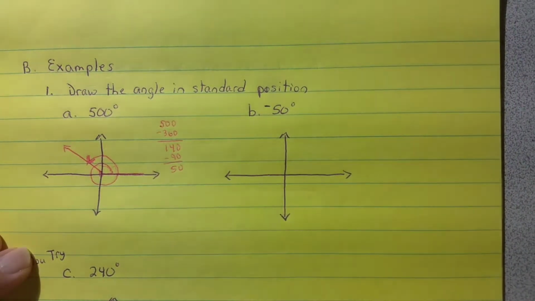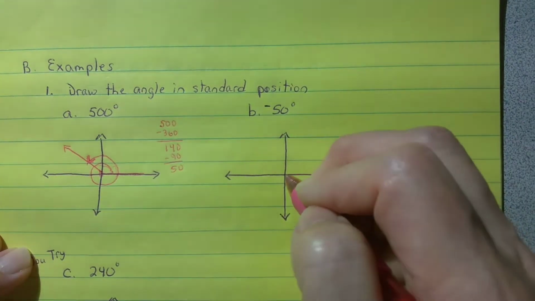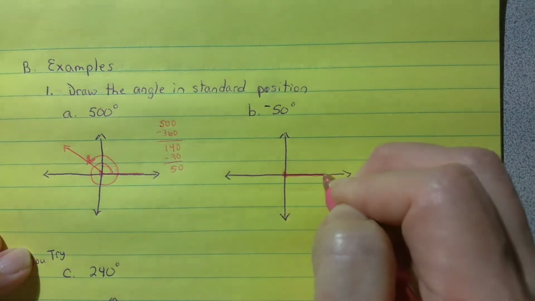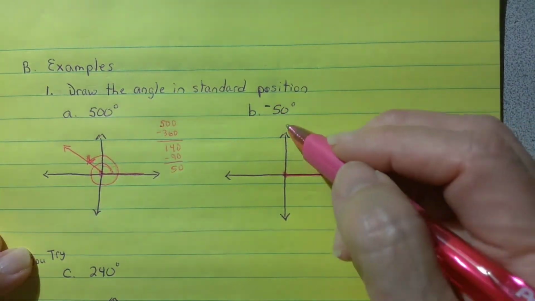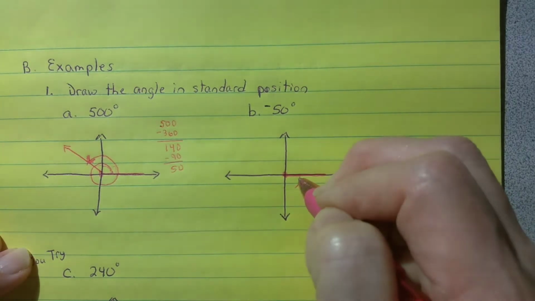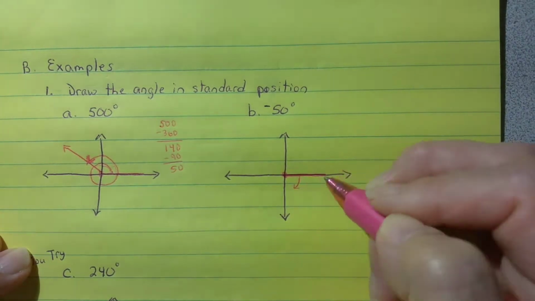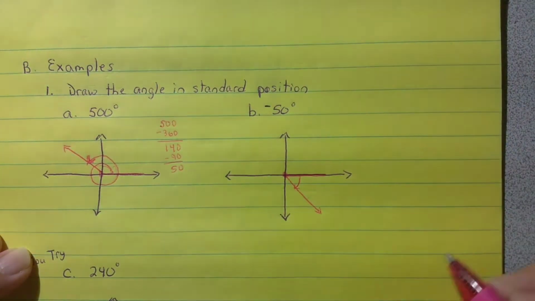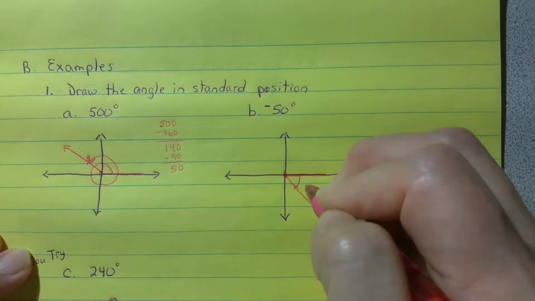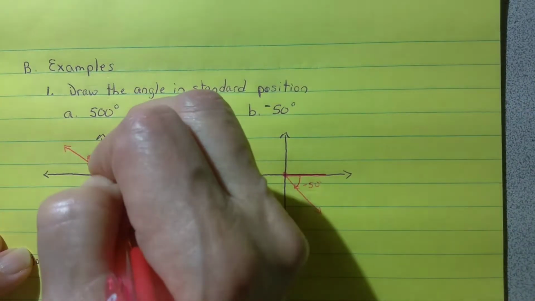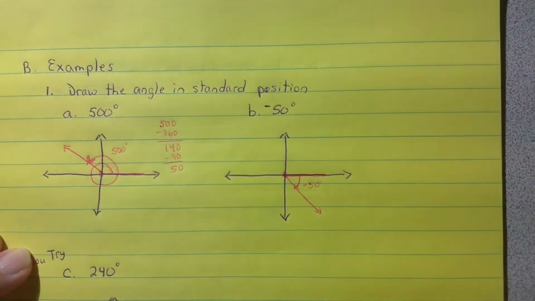Okay, let's try the same thing with a negative angle, negative 50. So you start always on your initial side. Negative 50 is down, and again, 50 is a little bit more than halfway. So we go a little bit more than halfway, and there is our angle. Make sure you draw your terminal side. Very simple. So that is negative 50 degrees, and this one all the way around and then around some more is 500 degrees.